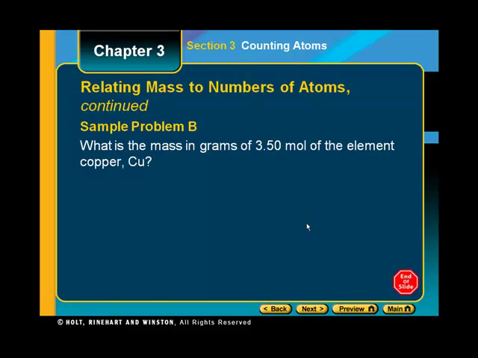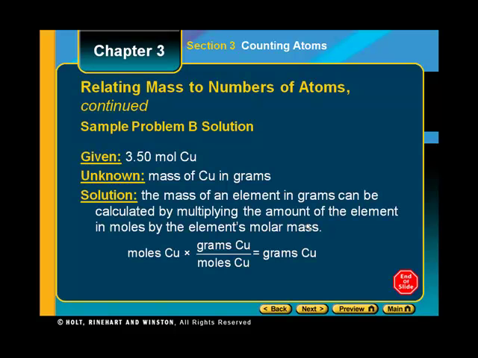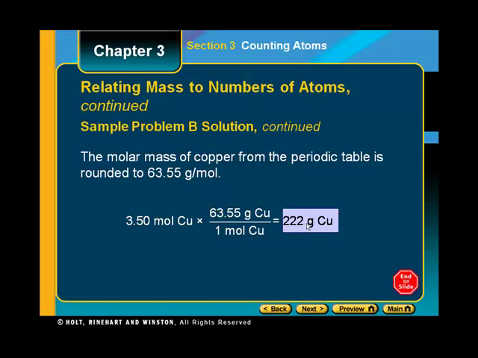So here's another sample problem. What is the mass in grams of 3.5 moles of copper? So we start with what we're given, 3.5 moles. The unknown is the mass of copper in grams. And this is the basic way we're going to set up our problem. We're going to use the molar mass of copper to convert from moles to grams. Sorry. So 3.50 moles of copper multiplied by the molar mass of copper, which is 63.55 grams per mole.